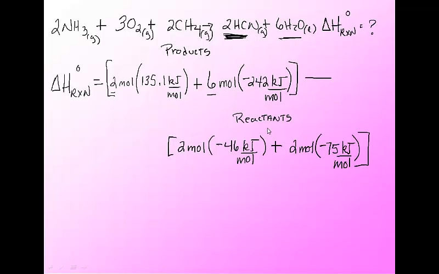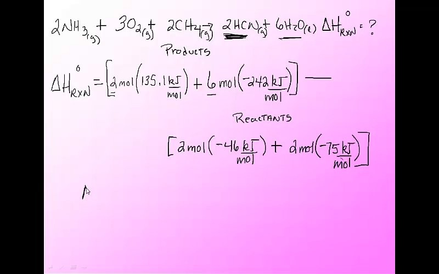Then minus the reactants. 2 moles of ammonia gas. The heat of formation for 1 mole of ammonia gas is a negative 46 kilojoules per mole. The heat of formation for 2 moles of methane gas will be 2 times the heat of formation of 1 mole of methane gas. Now, take a look at my reactants also. You will notice the lack of the oxygen. So elements are 0 because they're not technically forming from 2 or more other substances.